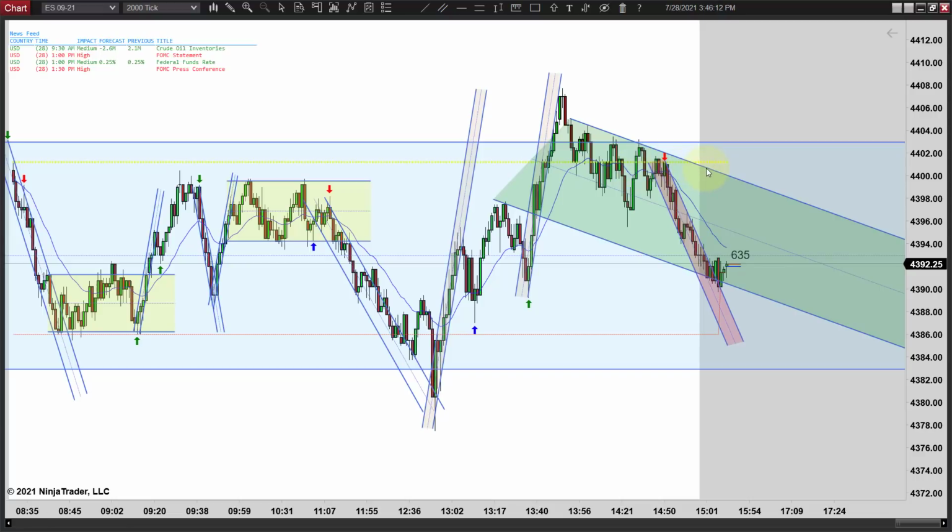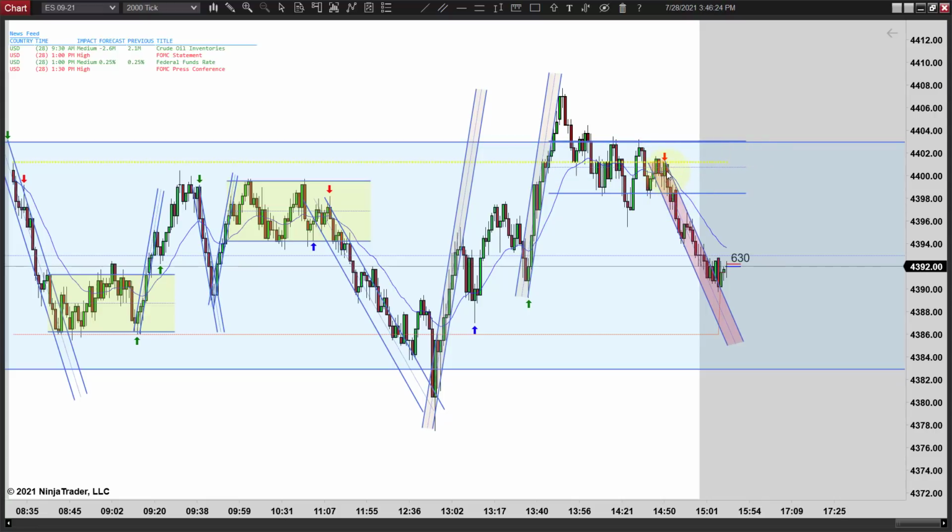So you could almost take that off and just look at the, you might have looked at it like so. If you looked at it like that, you probably wouldn't have taken that short either though. But we did push through there previously.